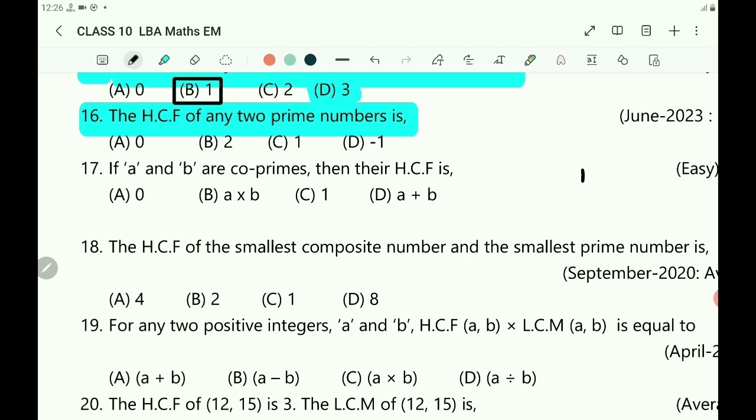The HCF of any two prime numbers: if you take from the middle also, 5 and 11, they are not consecutive, but their HCF is also 1. Then you take 17 and 19. 17 is a prime number, 19 is also a prime number, and their HCF is 1. So the HCF of any two prime numbers is always equal to 1. Then here, what are the options given? A, 0, is not the answer. B, 2, is also not the answer. C, 1, is the answer. D, minus 1, is not the answer. So the answer is option C, 1.